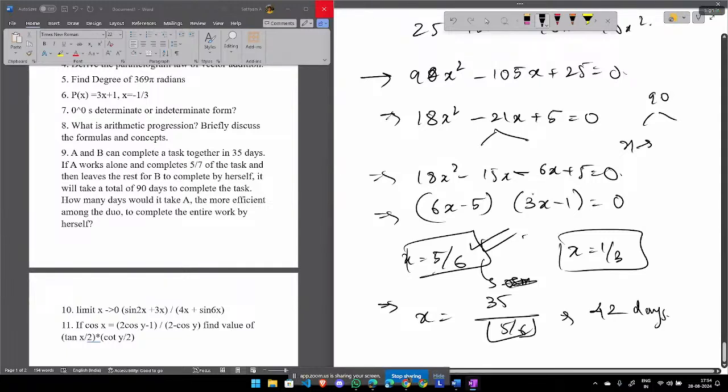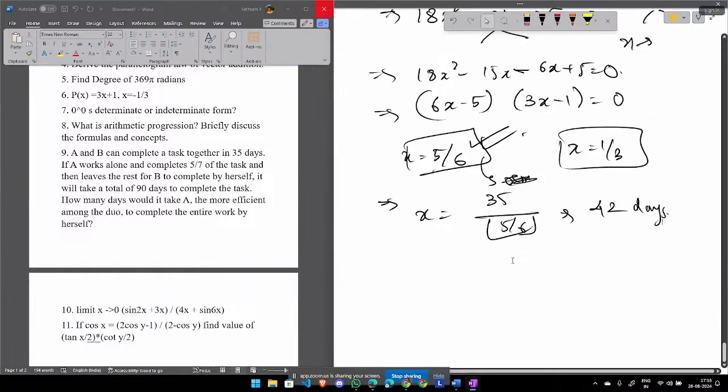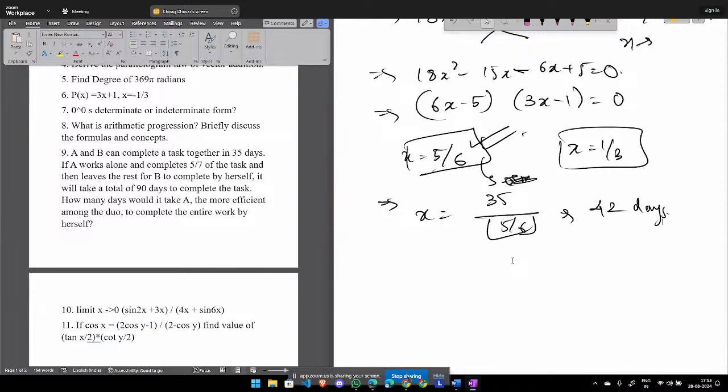Now see the difference, right? If A is working all by herself, she can complete the task in 42 days. And if B is helping her, the task is reduced only by 7 days difference. Okay, they're completing it in 35 days. All right, clear with this question?